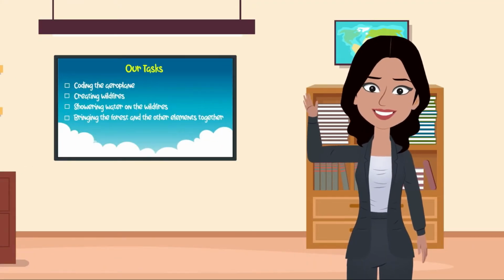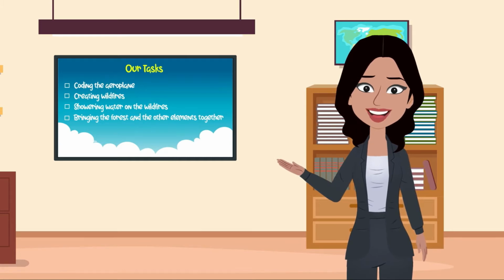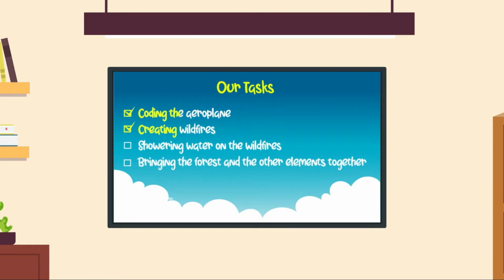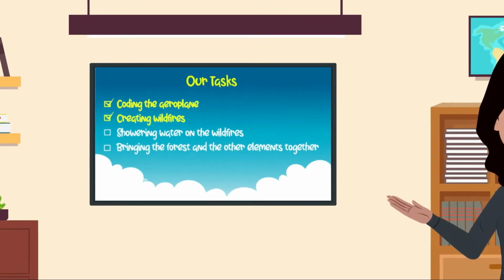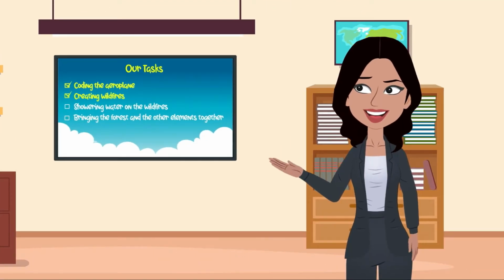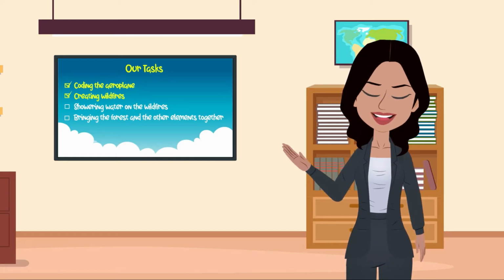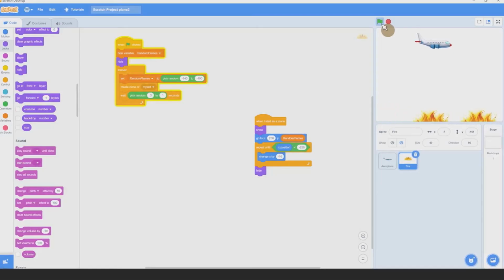Welcome back to the third and final part of our game on dousing wildfires. We are done with the first two tasks of coding the aeroplane and creating wildfires. Our third task is to shower water on the wildfires to douse them and save the forest and wildlife. To accomplish this, we will create another sprite for water showers.